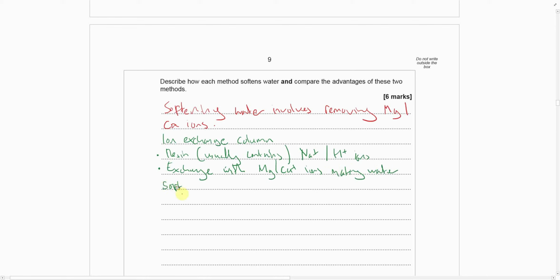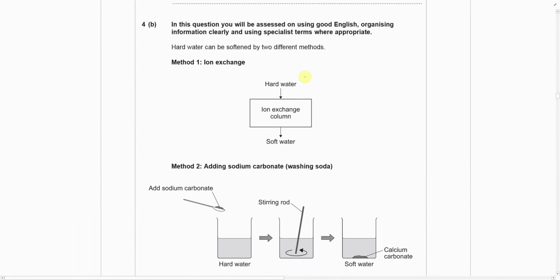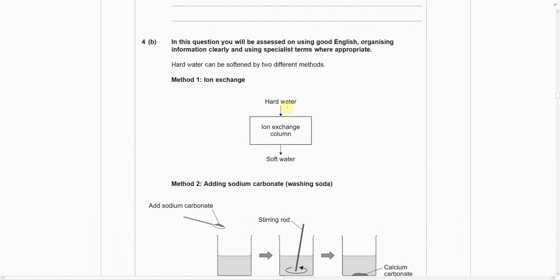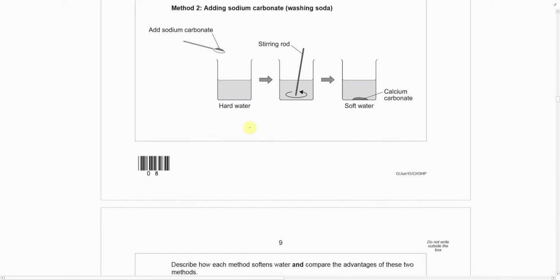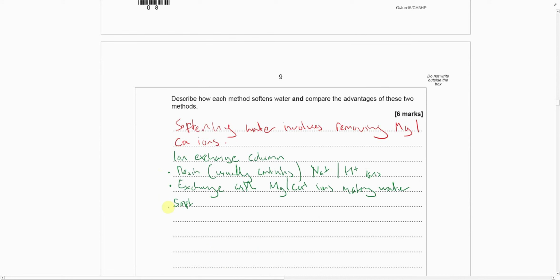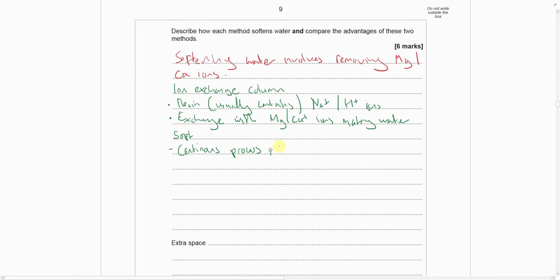Now obviously the question is looking at the advantages of these methods. So what's an advantage of having this ion exchange column? If you look up here, you can pour your hard water in, keep pouring in your hard water, and out comes the soft water. So it's a continuous process. So I can put that there as another bullet point. Sorry about my handwriting. Continuous process, and obviously it's also quite quick as well.